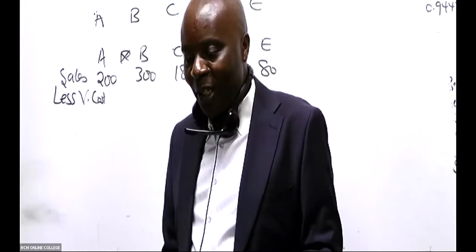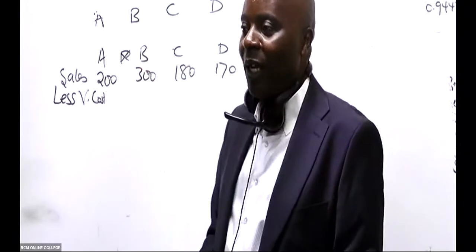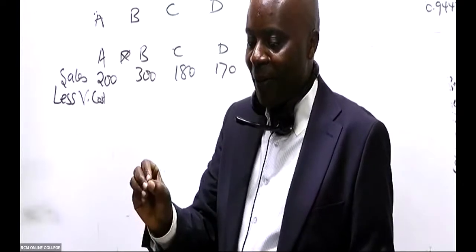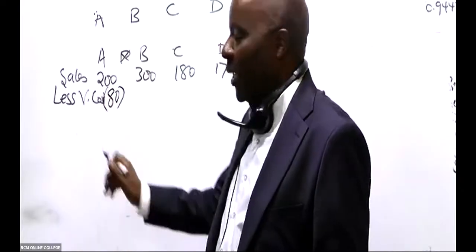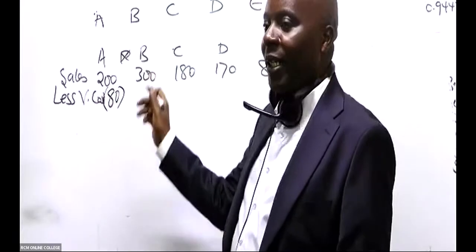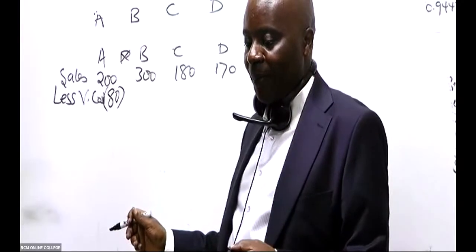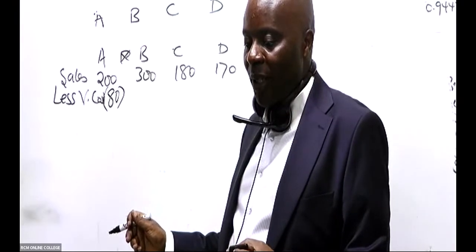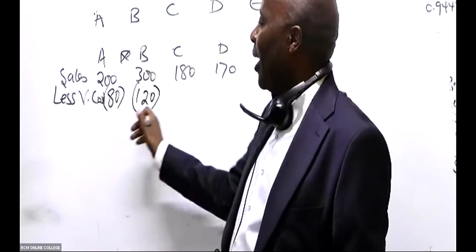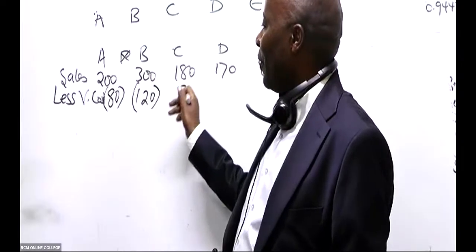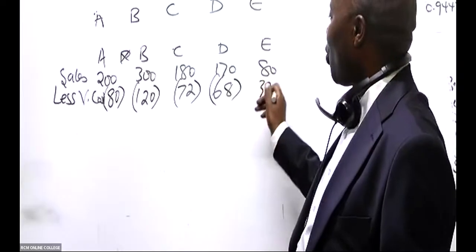So less variable cost at 40%. So 40% of 200 gives me what figure? You simply say 0.4. 80. Thank you so much. I hope they're able to follow these online ninjas as well. 40% is cutting across all projects. All projects. So 40% of 300? 120. Then 72 here, 68 and then 32. Thank you so much, sister.